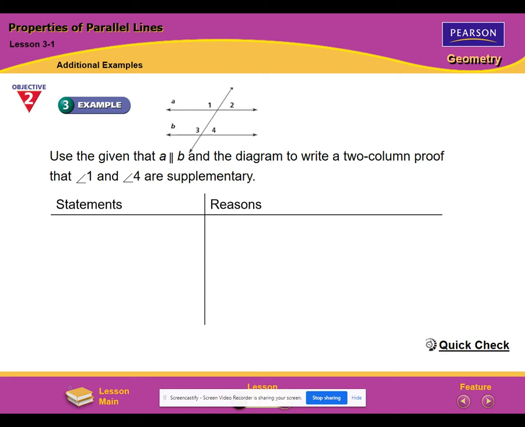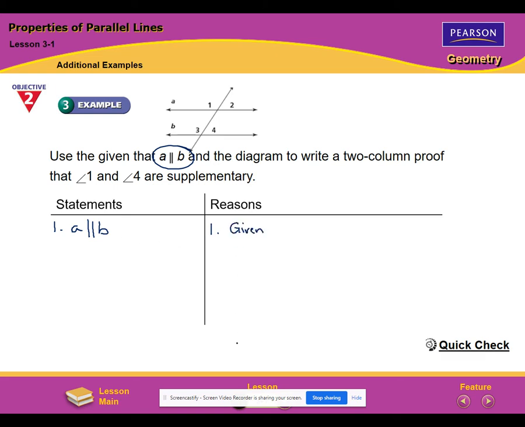Now again, the given is this. Here's the way we start. We always start with a big long T-chart and the word statements and the word reasons. I'm going to have this in notes here in just a second, but let me just do one for you here first. And the given is this: A is parallel to B. So we always list that first, and we say given.